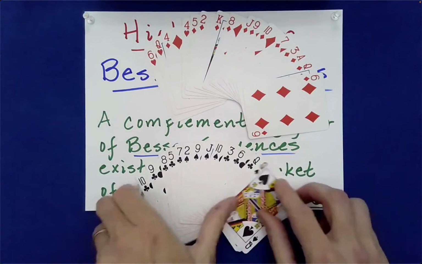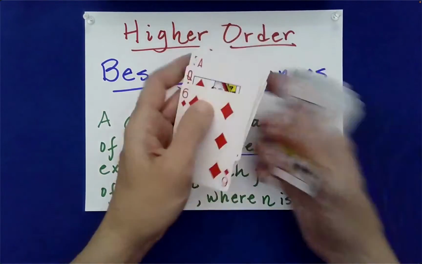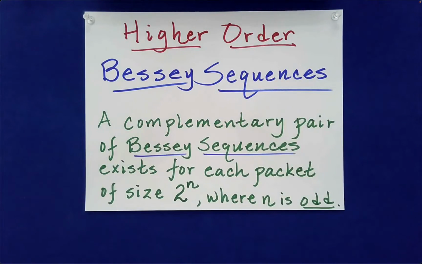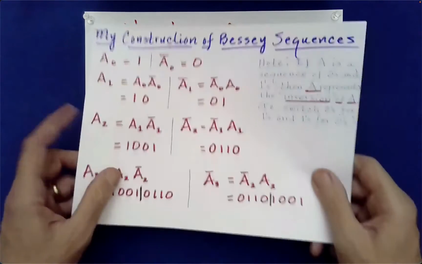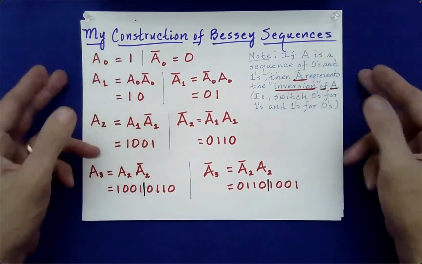Okay, so anyway, that's just a simple application of the fact that we are preserving this structure where key choices are being made by the spectator. That's the important thing. So I just want to step through how I constructed these Bessey sequences.